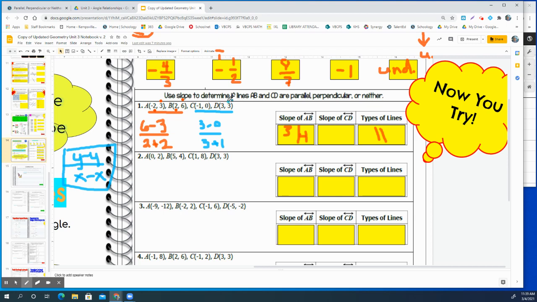What about between C and D? What do we get there? Also 3/4. Because the slopes are the same, they are parallel. Okay, let's do the same thing.